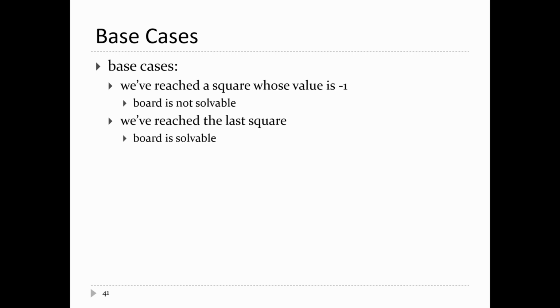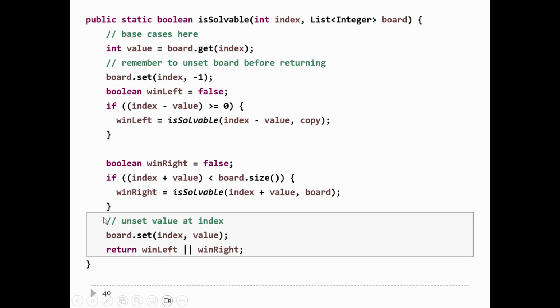There's one base case that returns true. We've got that one. There probably is also going to be a base case that returns false. And so we know the board is not solvable if you end up in a cycle. So if you reach a square whose value is -1, you know the board is not solvable. There's another hidden base case here. The other hidden base case is whether or not you can win by going left or right. So the other time this method can return false is if win left and win right are both false. And so there's sort of another hidden base case here.